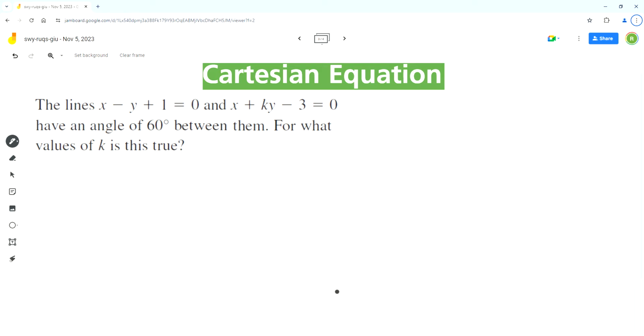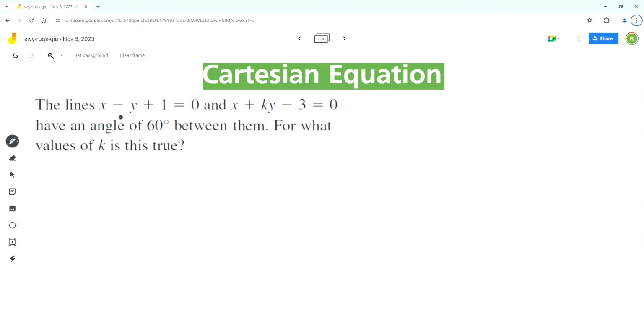So in this video, we'll solve this problem using the concepts of Cartesian equation of line. As per the problem, the lines x minus y plus 1 equals 0 and x plus ky minus 3 equals 0 have an angle of 60 degrees between them. For what values of k is this true?